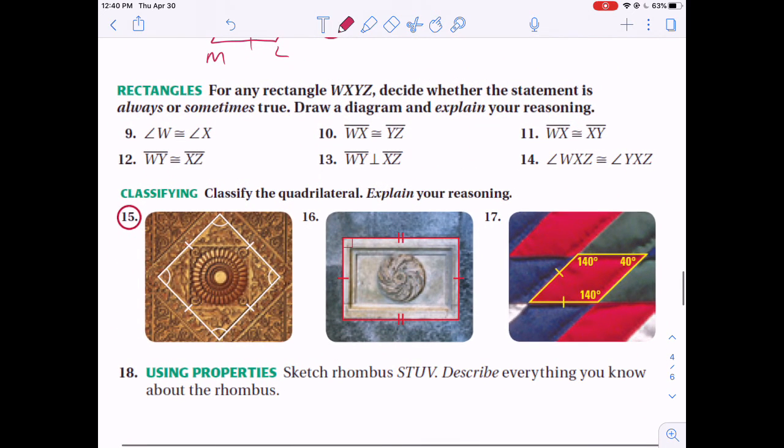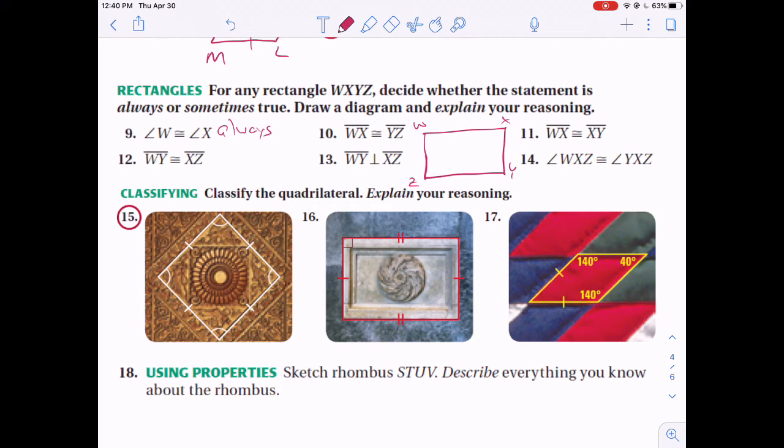Next one says rectangle WXYZ. Well, I don't see it anywhere, but you better draw one for yourself. So just trying to lay it out: W, X, Y, and Z. And how about angles W and X? Are they equal? Well, yeah, because on a rectangle, they're all 90 degrees. So that's going to be always true, right?